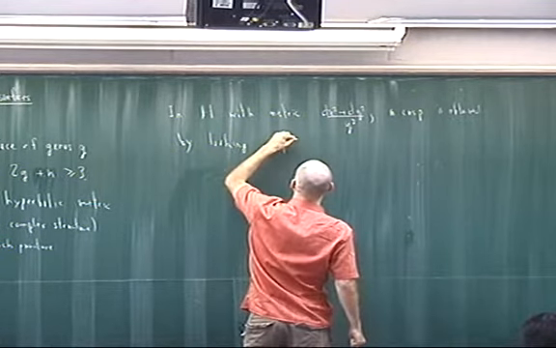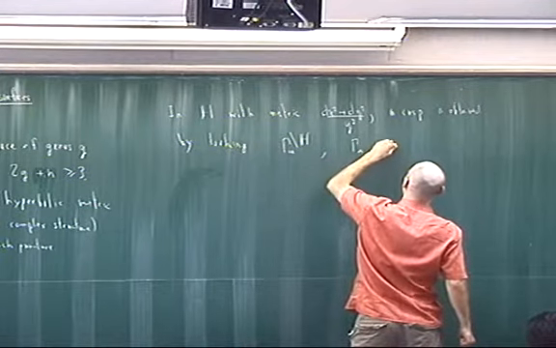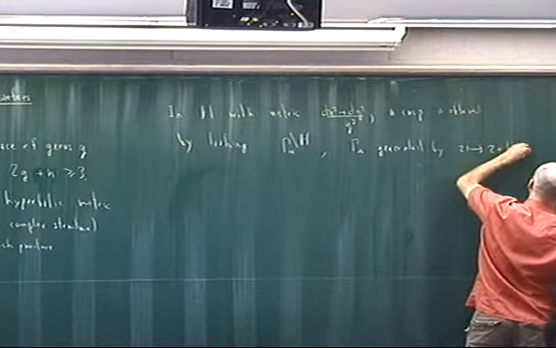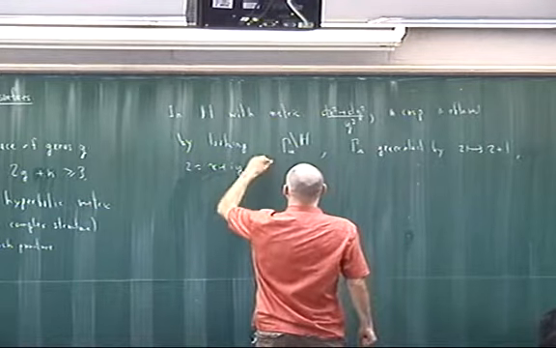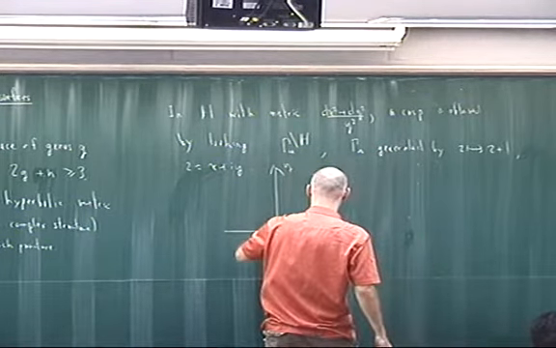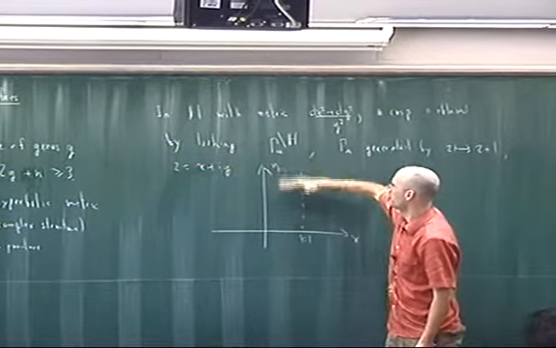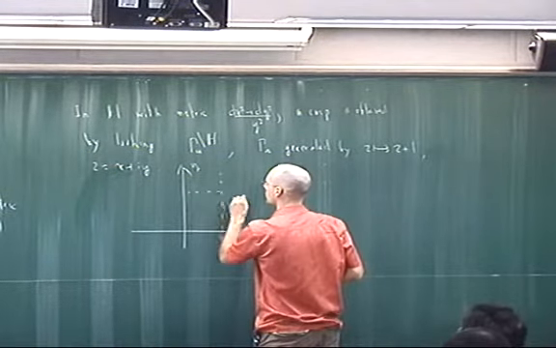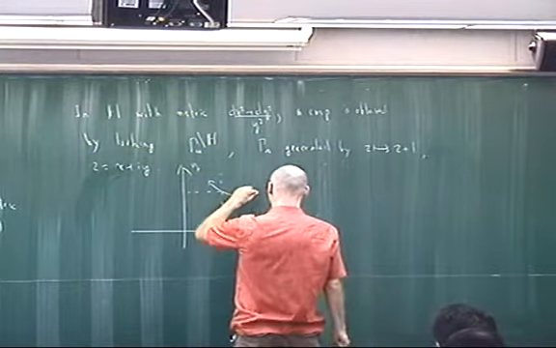by looking at the quotient with respect to the group generated by z sent to z plus 1, with z equal to x plus iy. So I have x, I have y, and then here x is equal to 1. When modded out by the action of this group, I'm left with this strip. And the cusp is that region up to infinity.